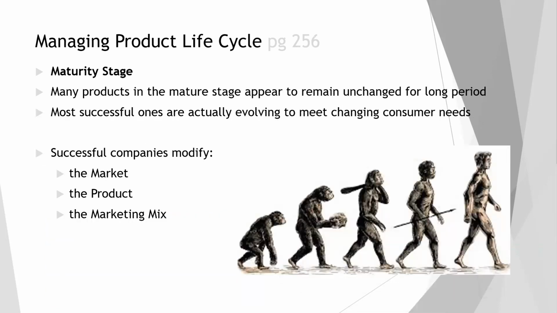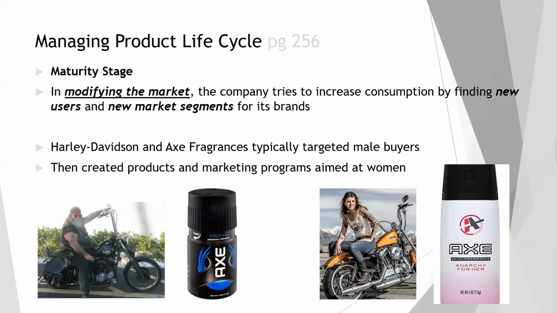Many products that are in the maturity stage appear to remain unchanged for long periods of time. So most of the successful products are actually evolving to meet consumer needs. So successful companies, while a product is in the maturity stage, they're going to look at ways to modify the market. They're going to look at ways to modify the product, and they're going to look for ways to modify the marketing mix. So when we're looking at modifying the market, a company will try to increase consumption by finding new users, finding new market segments for its brands.